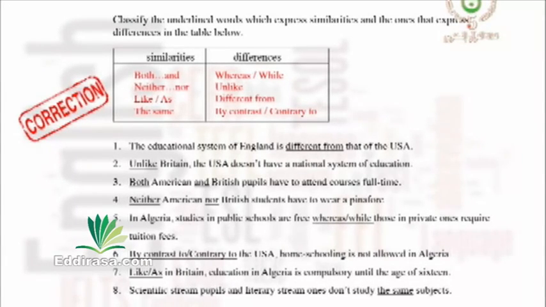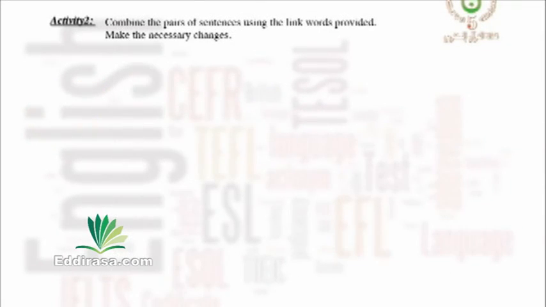Sentence 7. Like and as in Britain express similarity. And the last one, the same, expresses, of course, similarity. Right? Let's now move to our activity. Combine the pairs of sentences using the link words provided at the end. Of course, make the necessary changes.